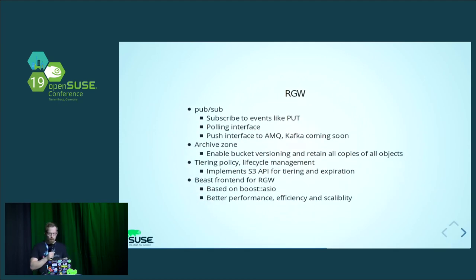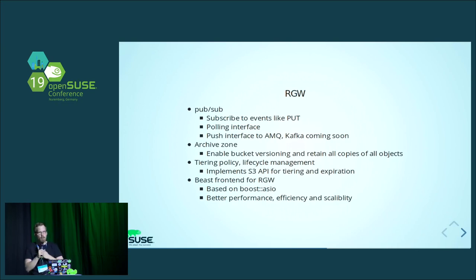RGW, what do we have there? In RGW, we can now create different zones where you could, for example, notify and listen on. This sets up an event stream you could subscribe to, which you could use for, let's say, things like a function as a service. For example, a specific object was placed or changed, then something else could be triggered, so you can listen to it.